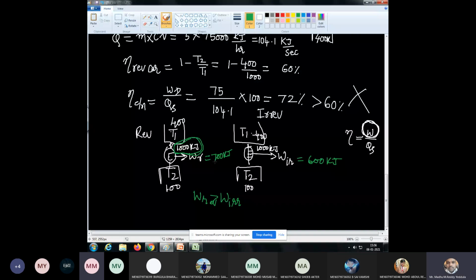Now, in this first case, what is Q2, the heat rejected to the sink? It is 300 kilojoules. And in the second case, the heat rejected is 400 kilojoules. From these two we can conclude that if work done is more, heat rejection is less, and if work done is less, heat rejection is more. Agree? Now come to our slide.